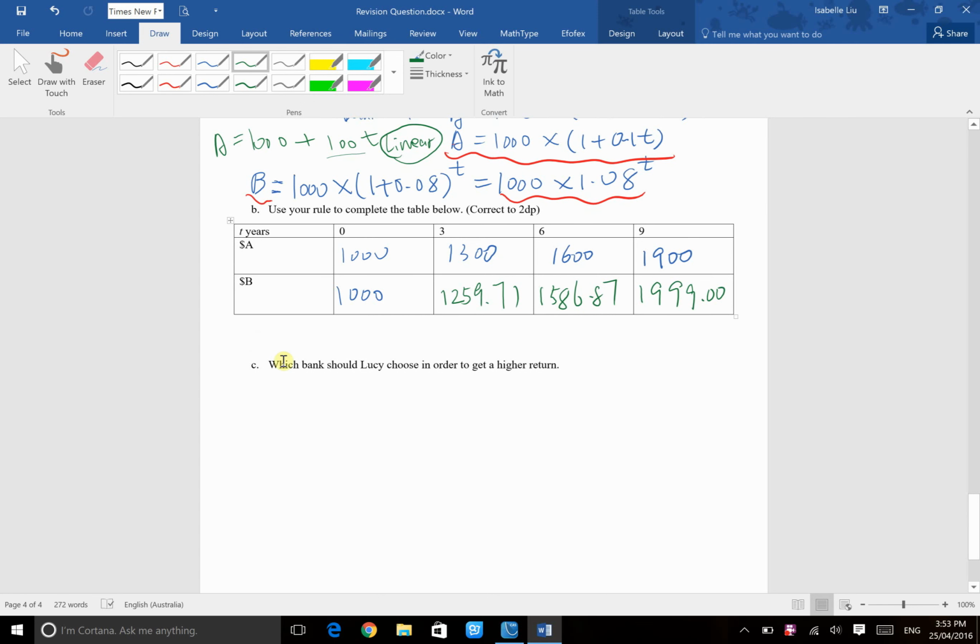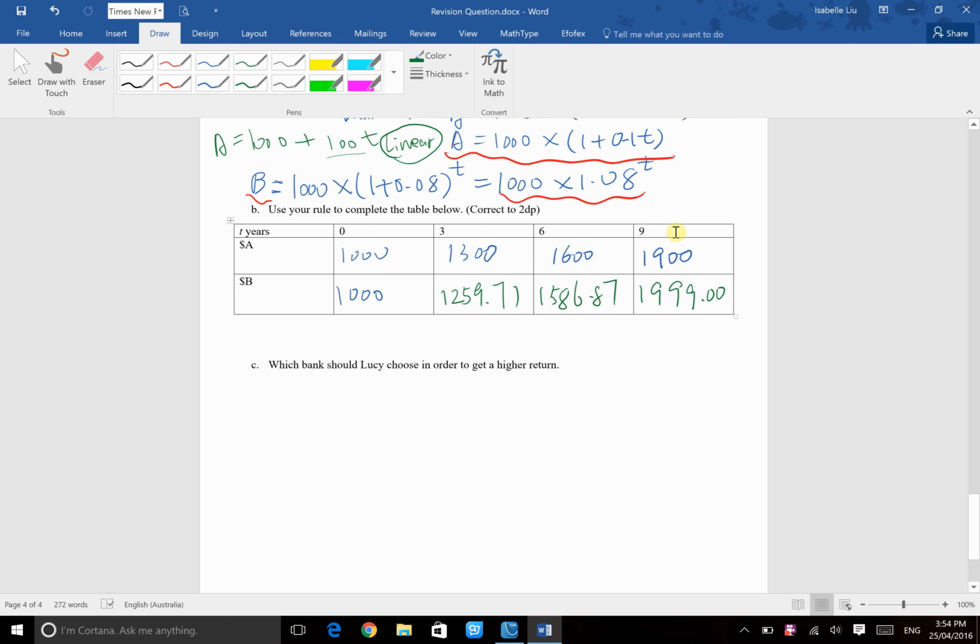So question C is asking us, which bank should Lucy choose in order to get a higher return? Which bank can give us a higher return? Let's compare here. At year 0, I have $1,000. Year 3, I have 1,300 versus 1,259. Bank A gives a higher one. Year 6, 1,600, but 1,586. Bank A still gives us a higher value.